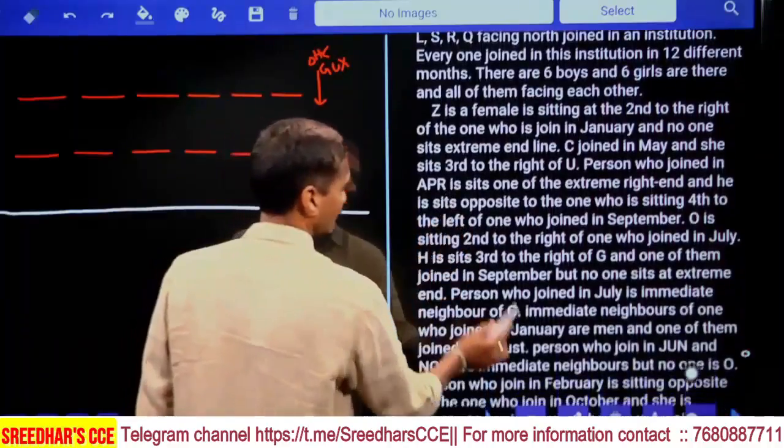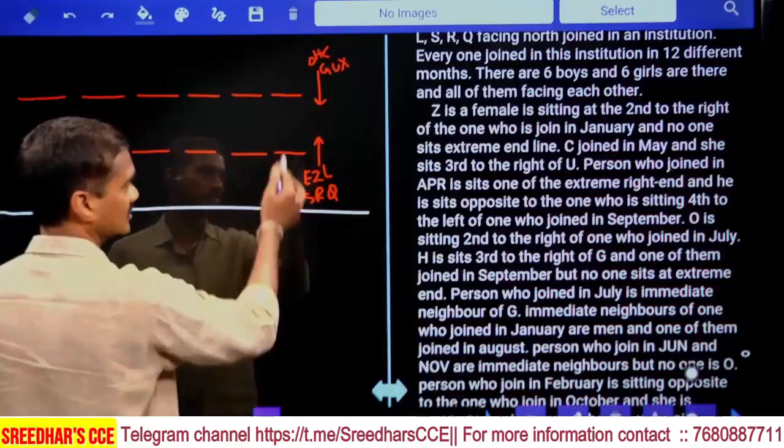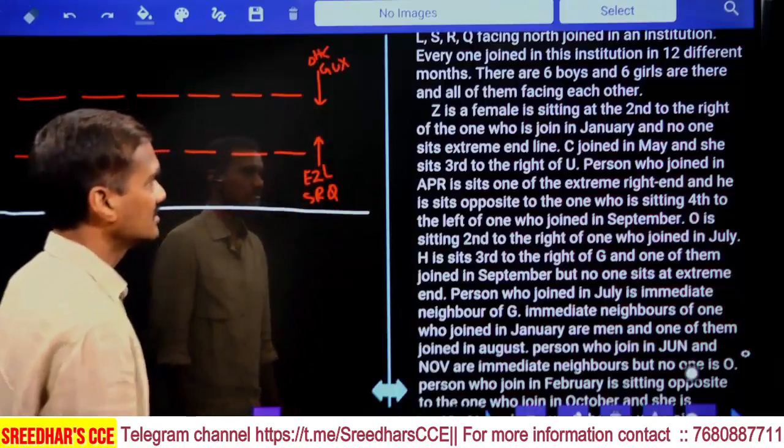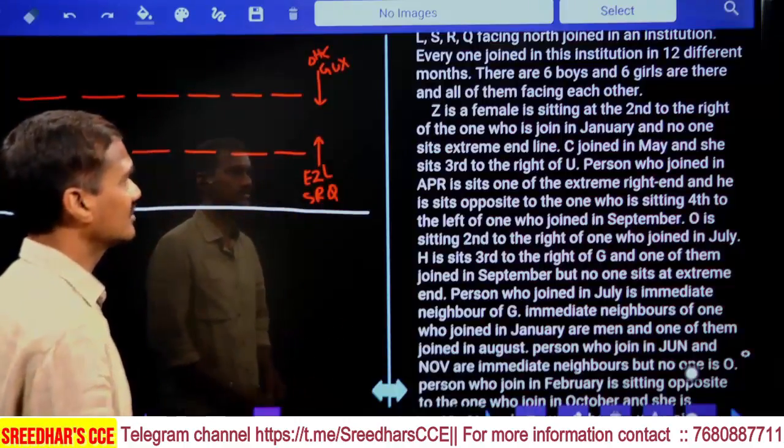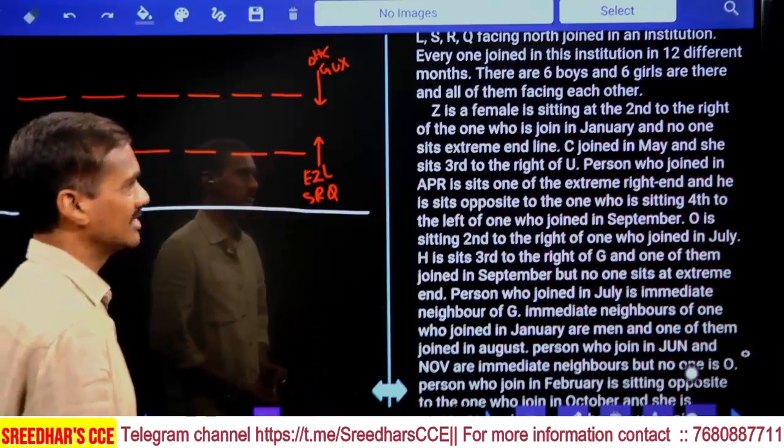Then Z is a female. Now Z is a female, isn't it? That means Z is facing towards north. Z is a female sitting second to the right of the one who joined in January, and none of these two persons seated at the extreme end of the line.